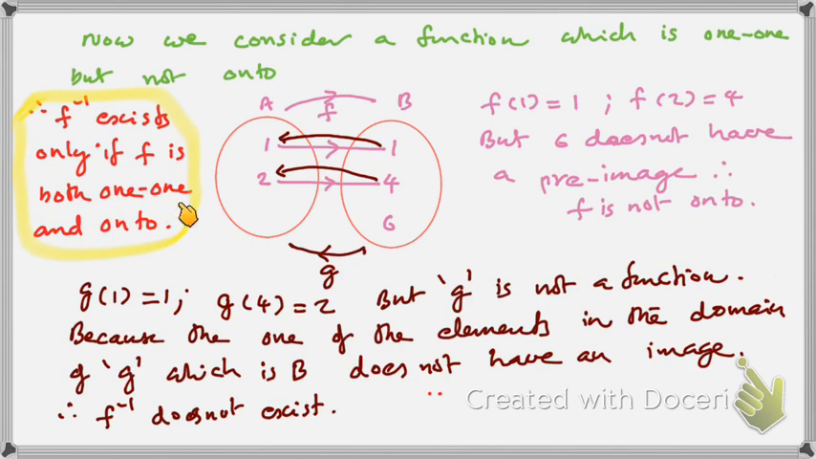And what is that called? Both one-to-one and onto, injective and surjective, is called bijective. So a function will have an inverse only if it is a bijective function. So that's the final conclusion there.